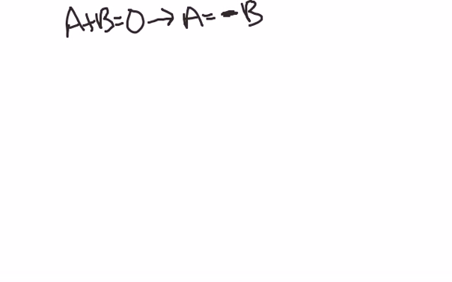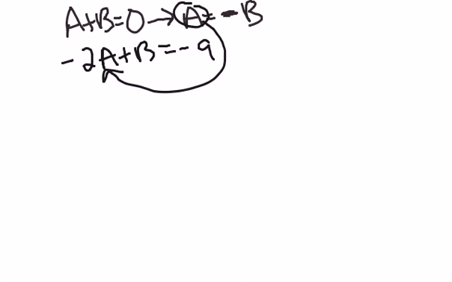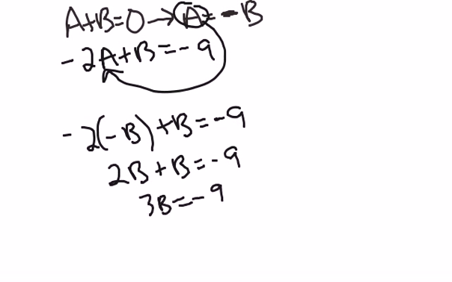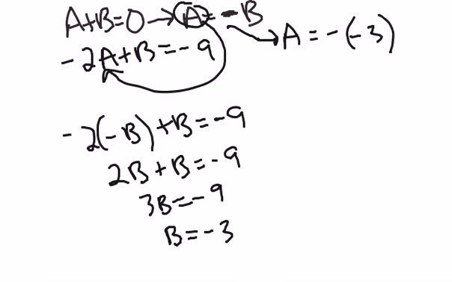So negative 2a plus b is equal to negative 9. So if I take this guy and put in for a here, I have negative 2a, which is negative b, plus b equals negative 9. And so you can see b will be negative 3, which in turn means that a is equal to the negative of b, which is 3.